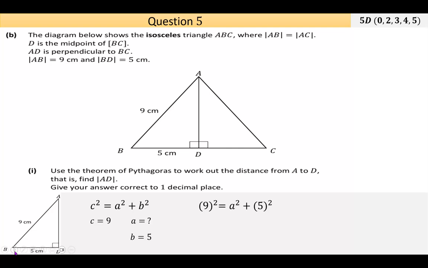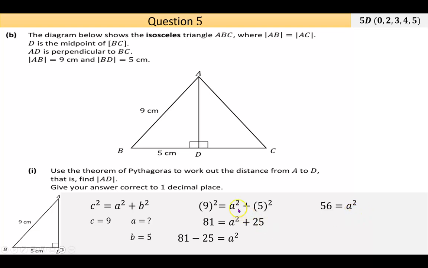I substitute my numbers instead of the letters, making sure I don't make a mistake, and I'm going to do it in brackets. Then I can square them. 9 squared is 9 times 9, which is 81. 5 squared is 5 times 5, which is 25. Now I've got an equation of 1 unknown. I'm going to bring the 25 across. It was added on the right, so it'll be subtracted on the left. I'm going to do that little sum. 81 take away 25 is 56.